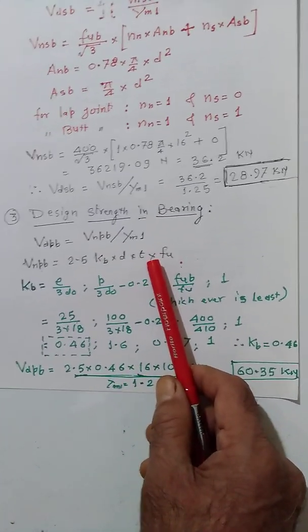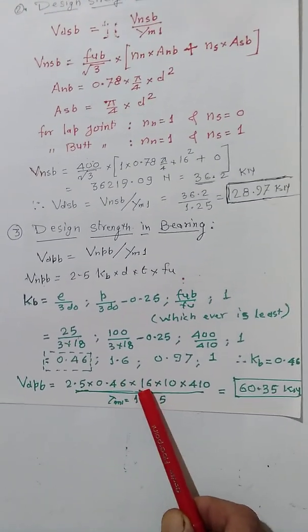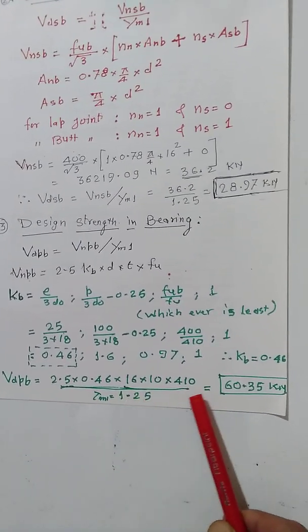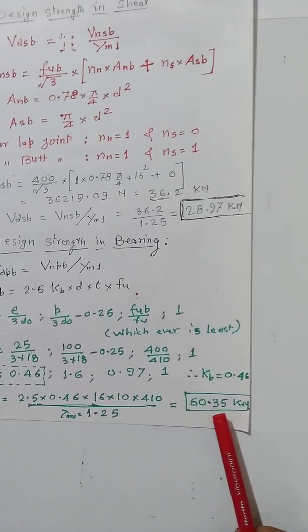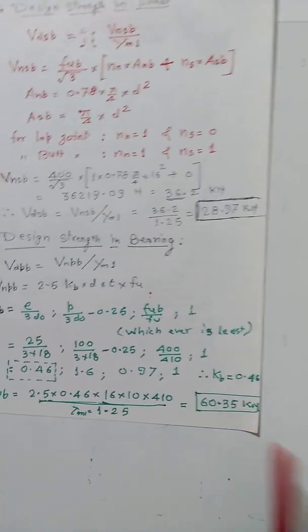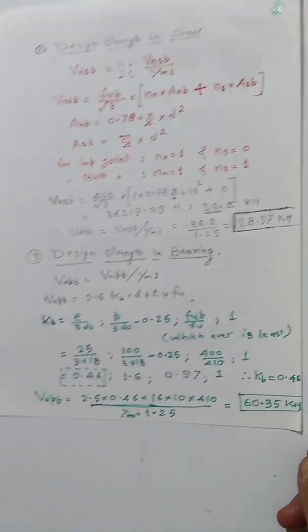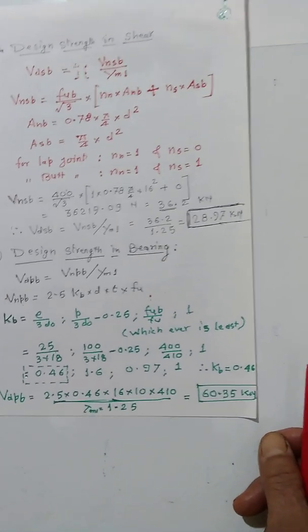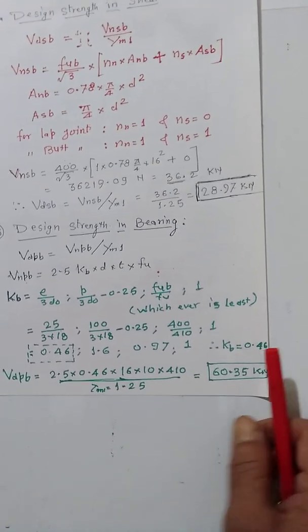Substituting the values over here, it comes out 2.5 kb d t Fu upon gamma m1, that is 1.25. This value comes out to be 60.35 kilonewton. What is the strength of the joint? There are 3 parameters to calculate: first about 336 point something, then 28.97, and the third one is 60.31 kilonewton.